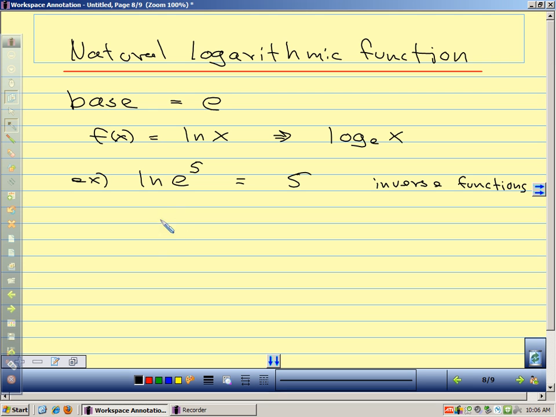e to the natural log of 3 is going to be 3. This is our exponential base. This is our logarithmic function. These are inverse functions. They undo each other.